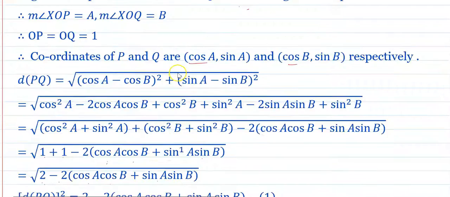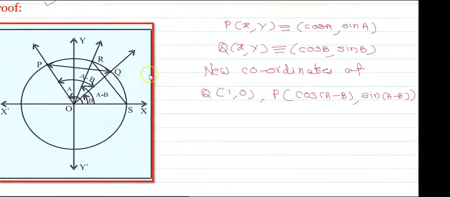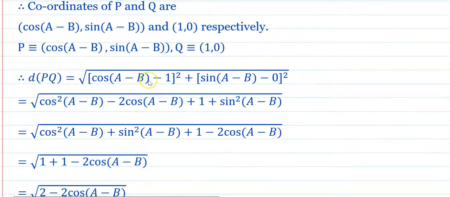and the Q. Q हा तर काय? तर तो x axis असणार आहे, and its coordinates 1, 0. And now again here we will apply the distance formula. या दोघांसाठी आपण distance formula apply करणार. What is that? Difference of x coordinate. That is cos of A minus B minus 1 bracket square plus sin of A minus B minus 0 bracket square. This is the distance PQ.